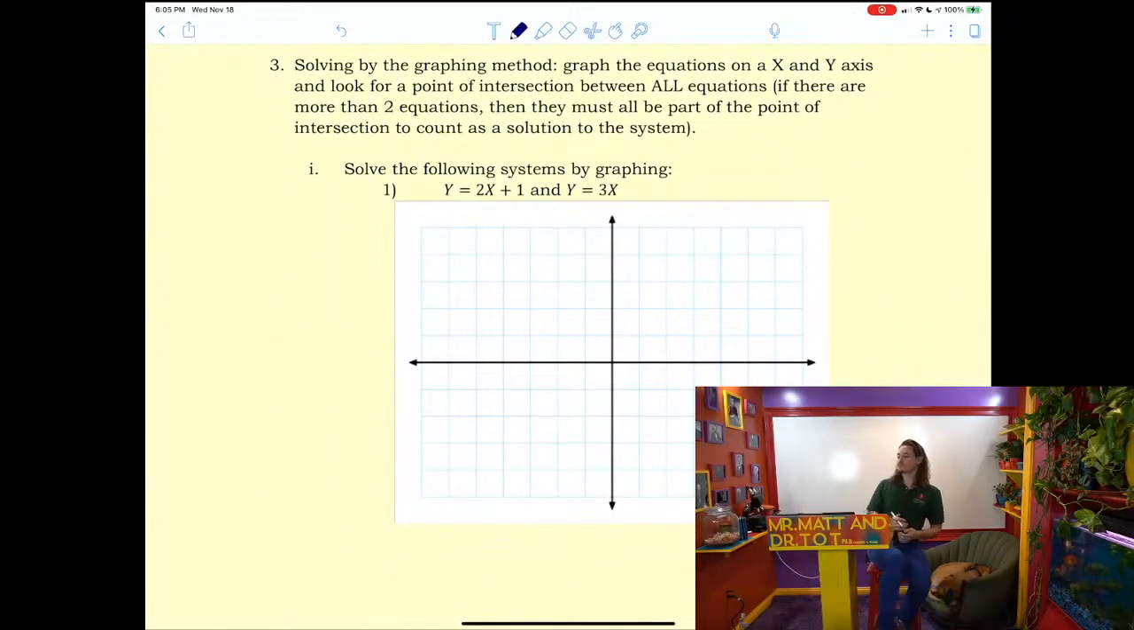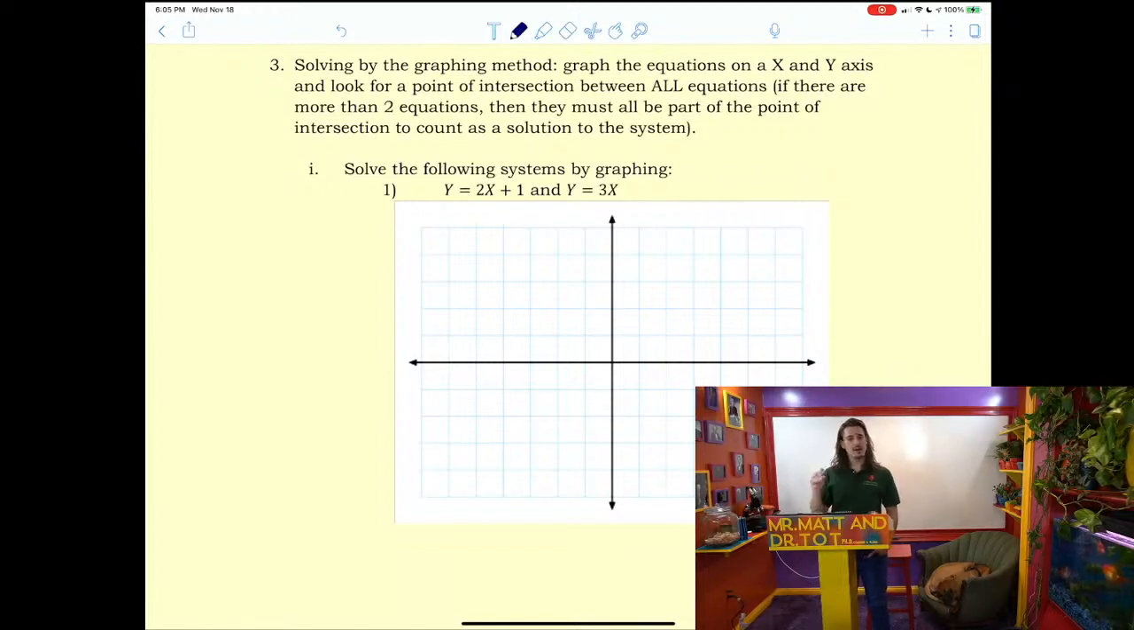To solve using the graphing method, first you're going to graph the equations on an x and y axis and look for a point of intersection between all equations. All of the problems we're going to look at today are only going to involve two equations. But if you had more than two equations, sometimes they can be tricky, and this is particularly true on the SAT and PSAT.